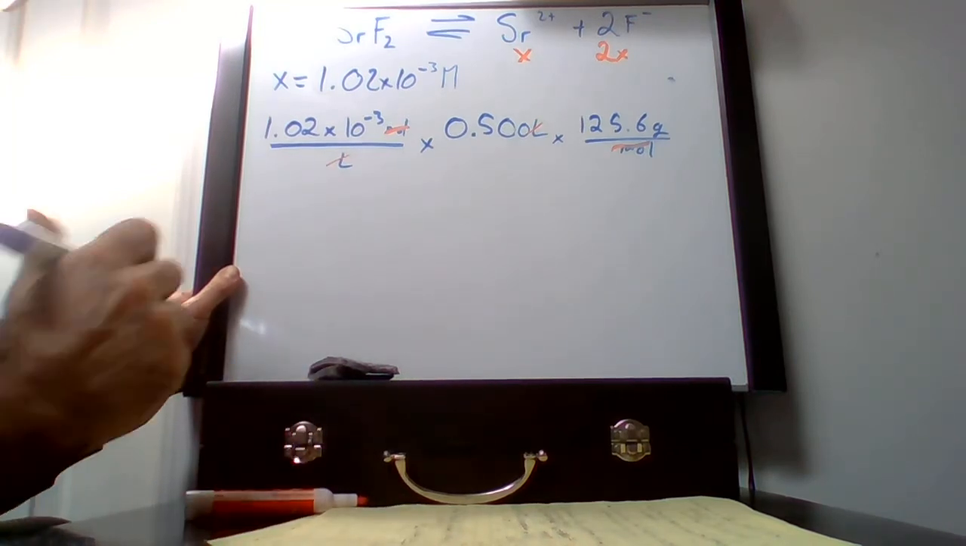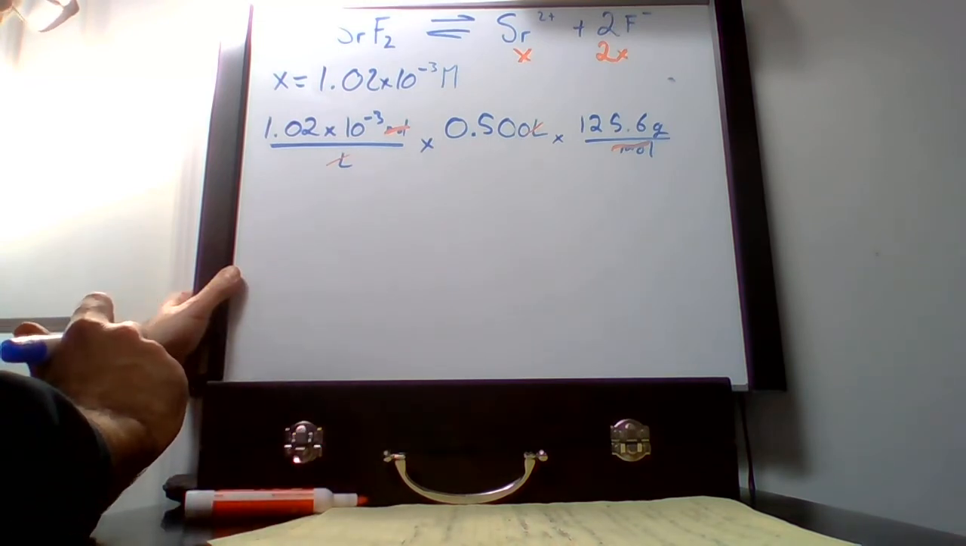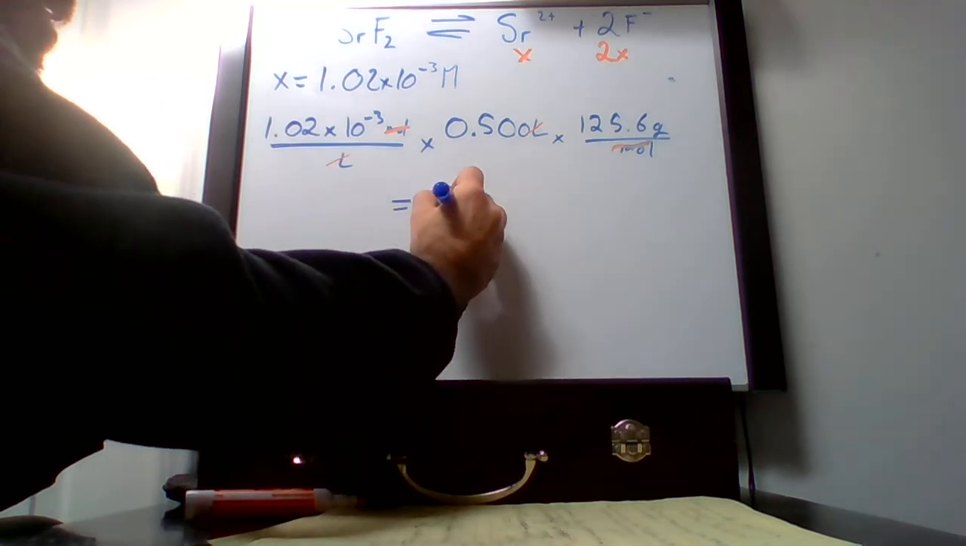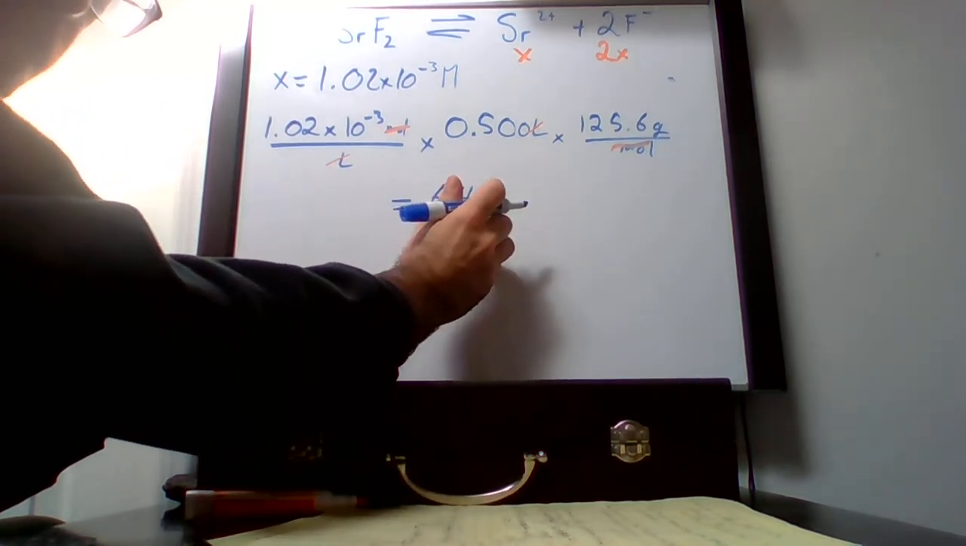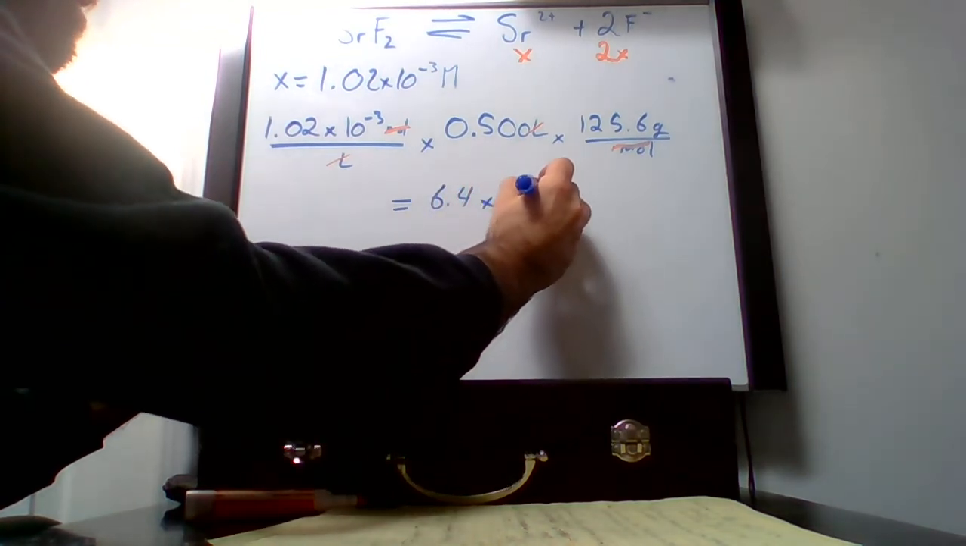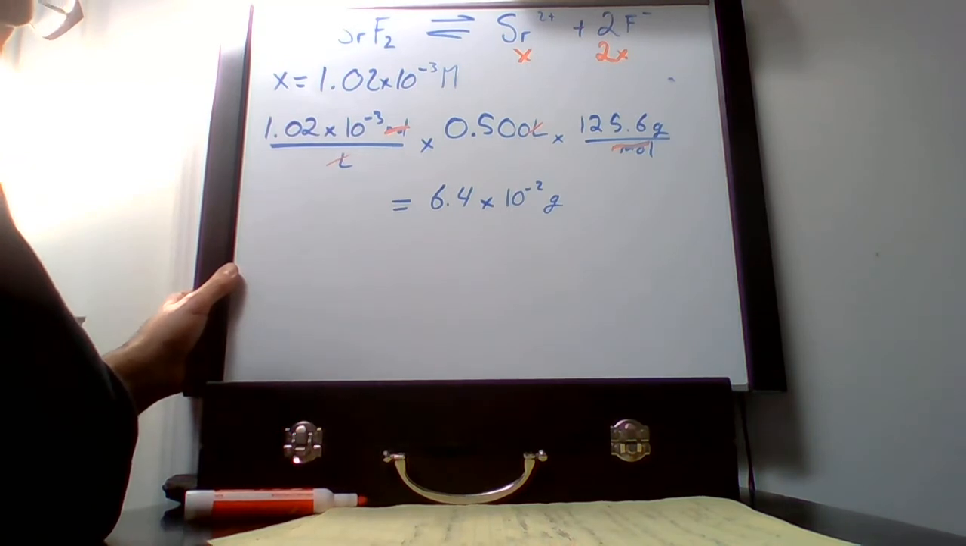and we are now in grams of strontium fluoride that can be dissolved in this solution. And multiplying everything out here, we get a value of 6.4 times 10 to the negative 2 grams of strontium fluoride that can be dissolved in a half a liter of water.